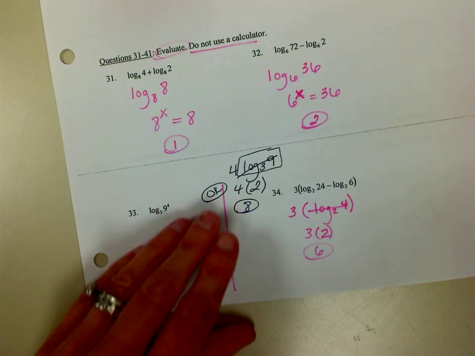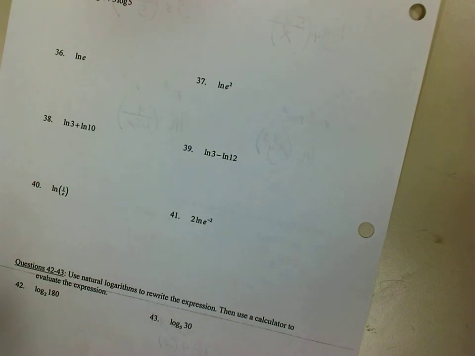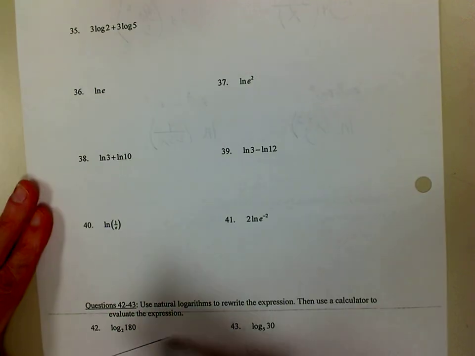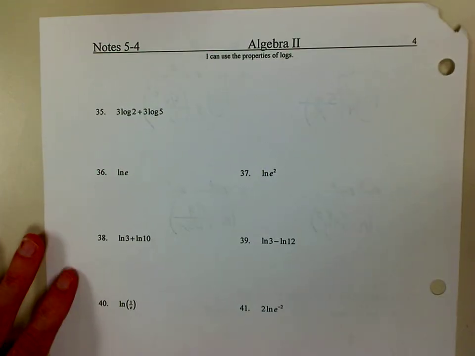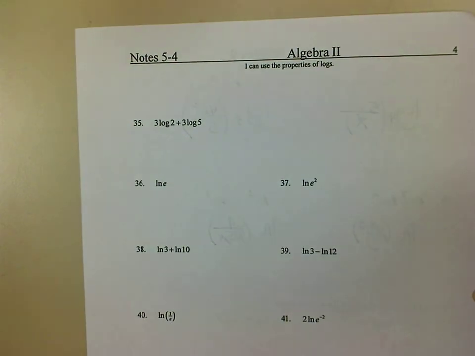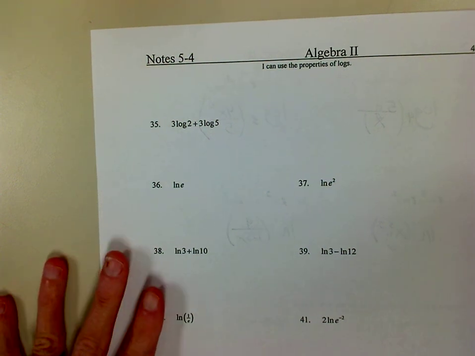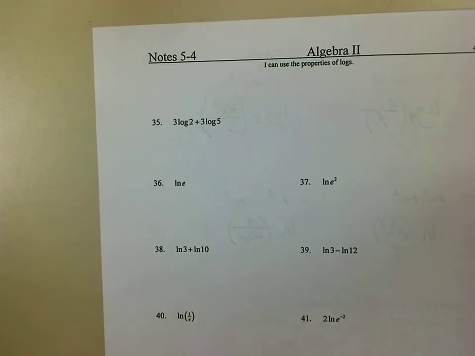All right, last page. Okay, it looks like I want you to cross off 42 and 43. And we are still evaluating. Okay. All right, so I'm going to go ahead and rewrite this. And there's different ways you can do this.